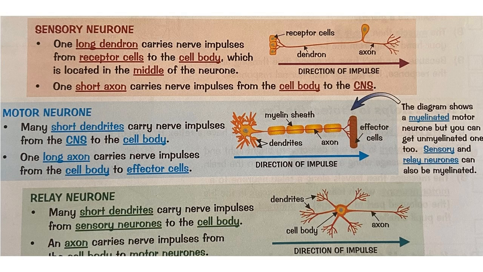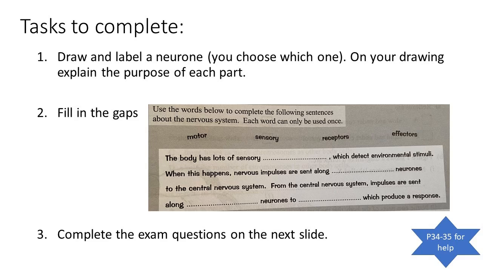You might want to rewind to this slide in a minute, because your next task is to draw and label a neuron. You choose which one you want. So just go back to the previous slide and pick one of those to draw out and explain the purpose of each part of the neuron. When you have done that, if you can copy down this sentence here, part 2, fill in the gaps, copy that sentence out, and then add in the missing words from that sentence. So use the previous 2 slides to complete that task. And then when you're done, press play.